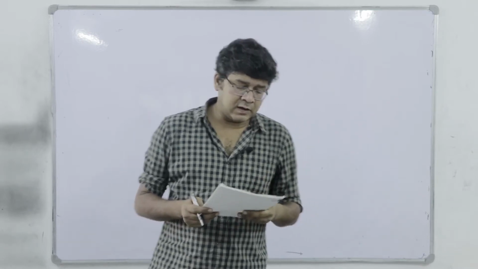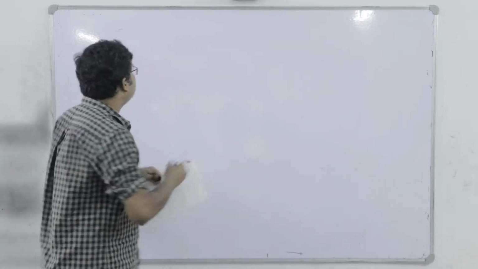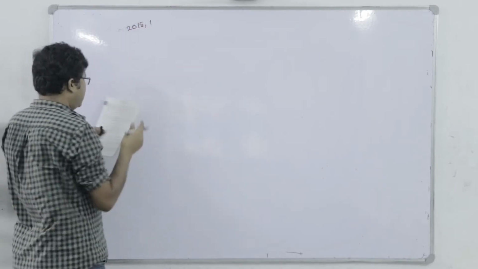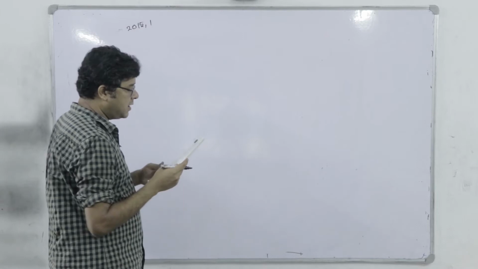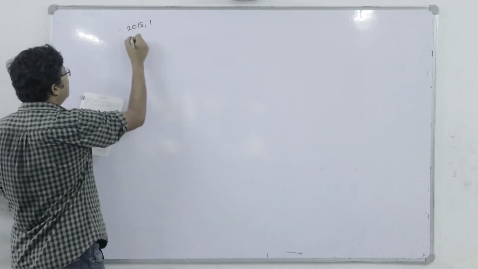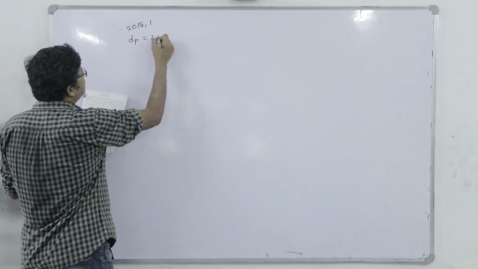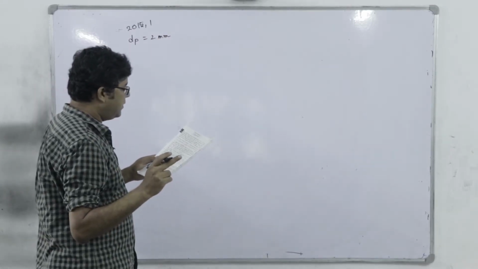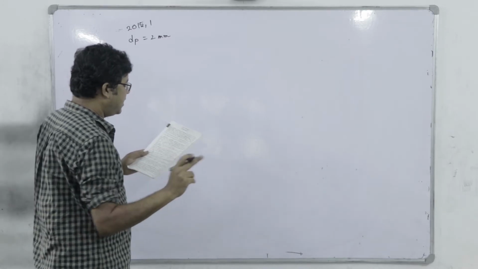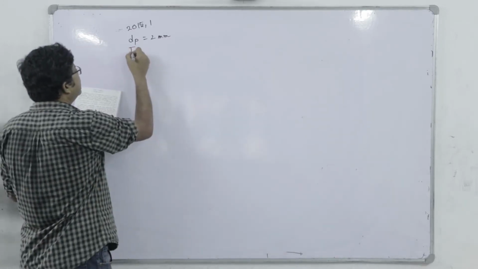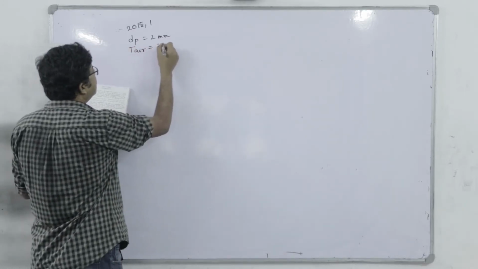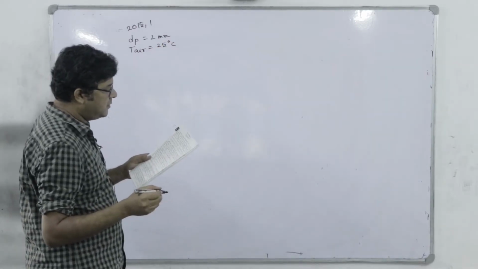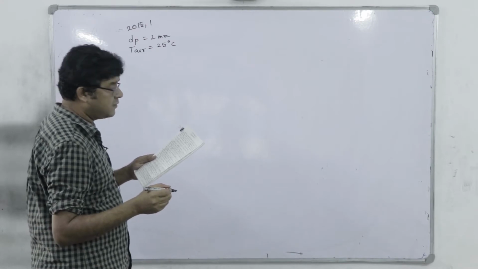so first let us solve an interesting problem. It is a 2015, simply 1 mark problem, but the problem is interesting. What is that? A spherical naphthalene ball of 2 millimeter diameter is subliming very slowly in stagnant air at 25 degrees. The change in the size of the ball during the sublimation can be neglected.